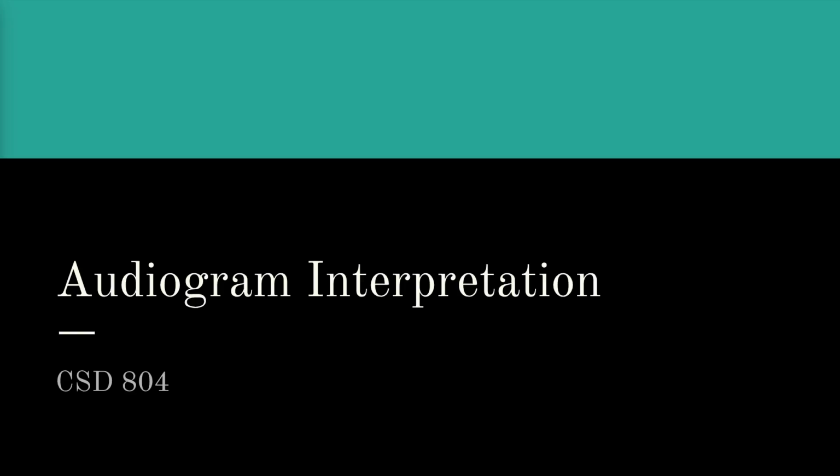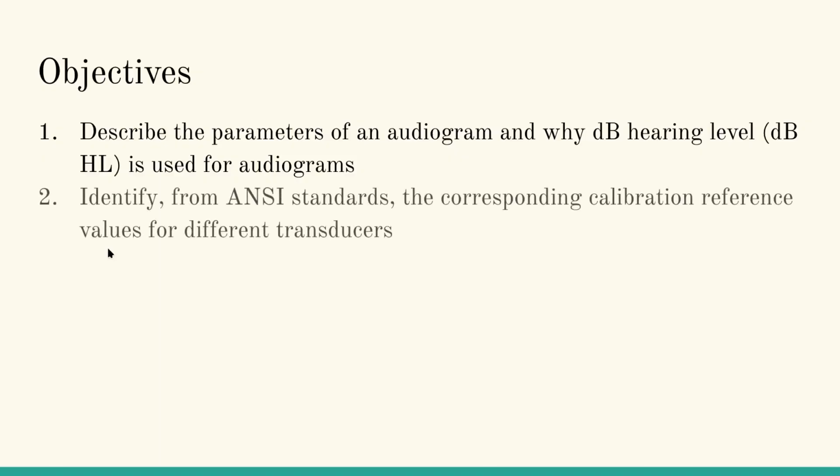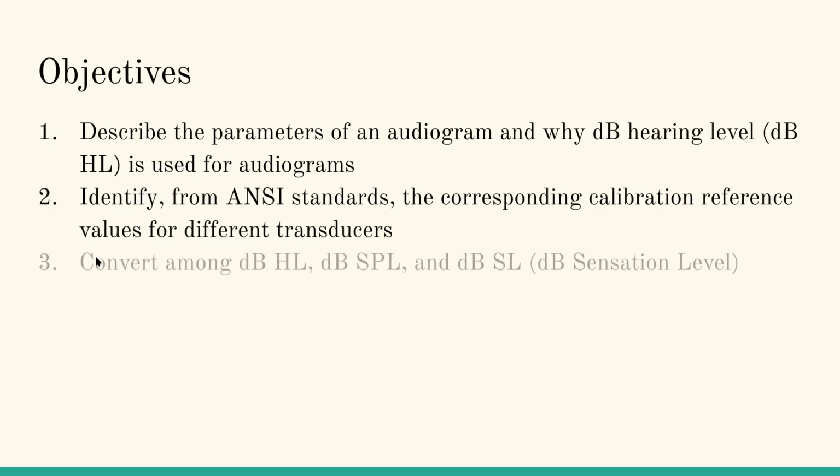Okay, for this section, we're going to be going over audiogram interpretation from Chapter 7. So our objectives are to describe the parameters of an audiogram and explain why dB hearing level, dBHL, is used for audiograms, identify from ANSI standards the corresponding calibration reference values for different transducers, convert among dBHL, dBSPL, and dBSL, that is dB sensation level.